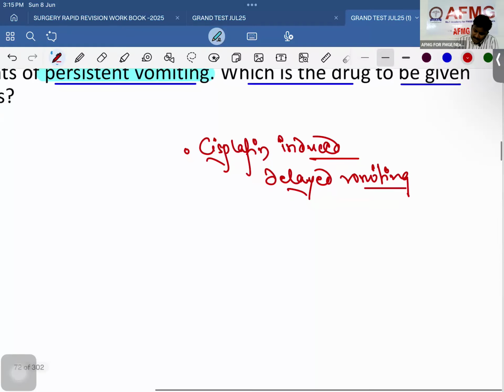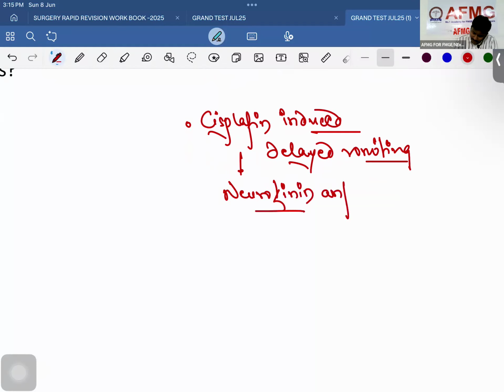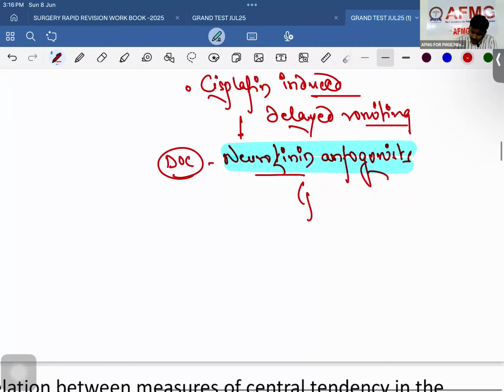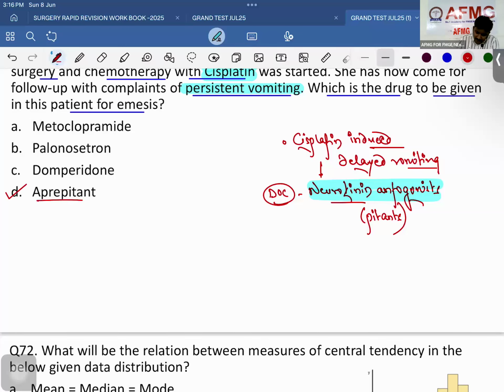Very good. So for cisplatin-induced delayed vomiting, beta, it is basically the neurokinin antagonist, also known as substance P antagonist. So the drug of choice will be the neurokinin or substance P antagonist, and all the substance P antagonists, we know definitely, end with the suffix pitant: netupitant, aprepitant. So the answer has to be option D, beta.